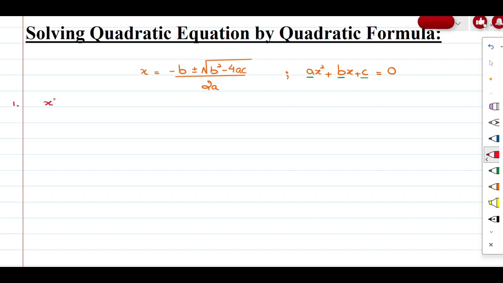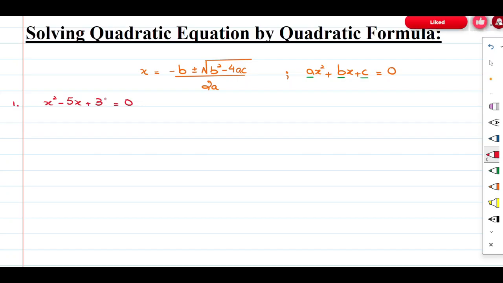If I have x square minus 5x plus 3 is equal to 0, so here you can see in this equation 1 times 3 is 3. We cannot figure out the factors for this equation. There are no other factors of 3 other than 1 and 3, because 3 is itself a prime number, right?